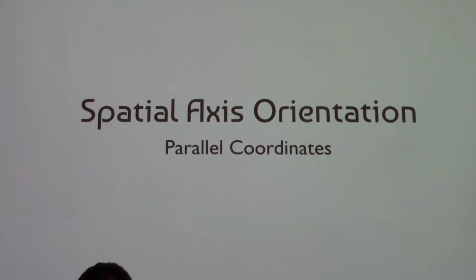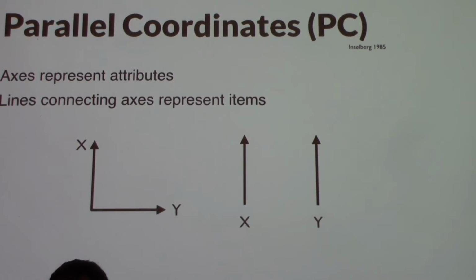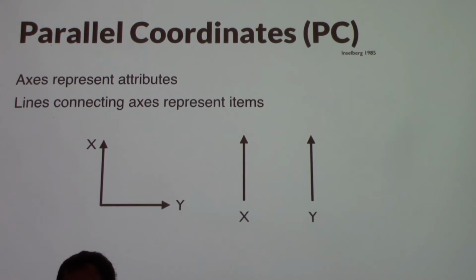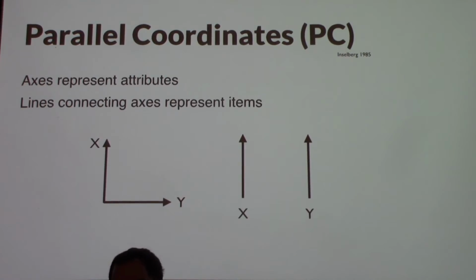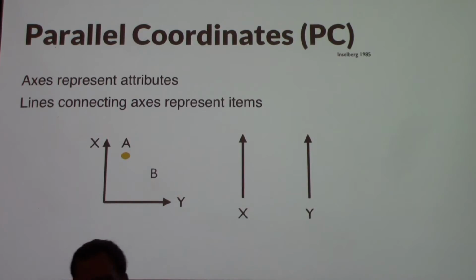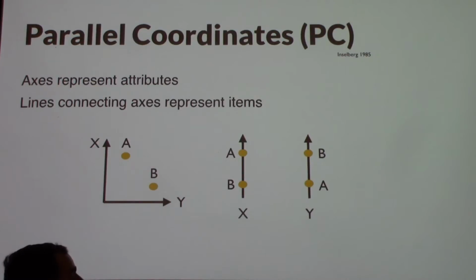Okay, so the next major technique when we talk about spatial axis orientation is parallel coordinates. We've talked about this, and I've shown many examples, but here the axes represent the attributes or the dimensions, and lines connecting the axes represent the items. So instead of having this x and y, we have x and y parallel to each other. And so the corresponding plot to this scatter plot will actually look like this.